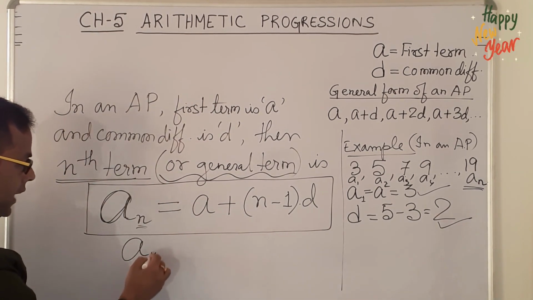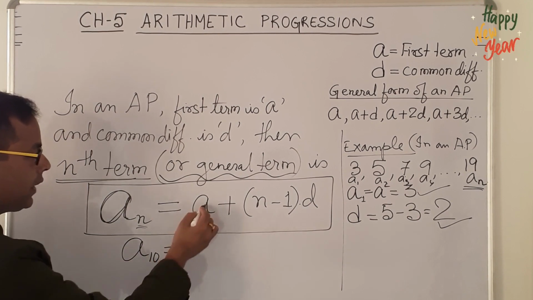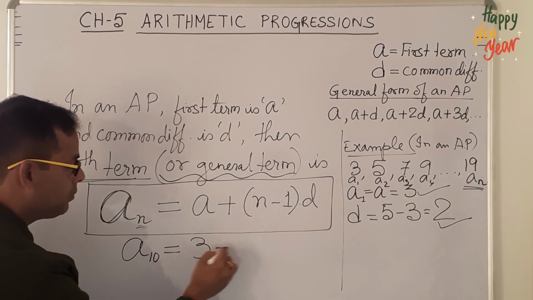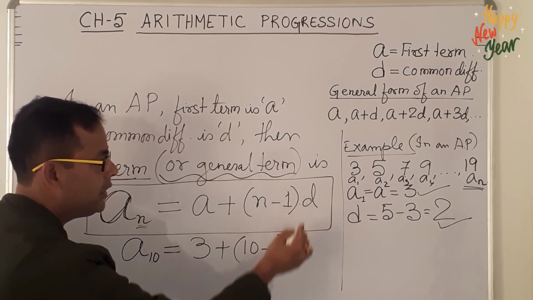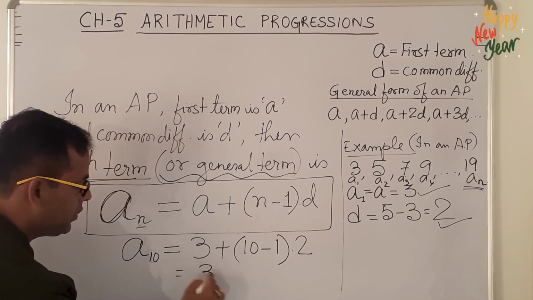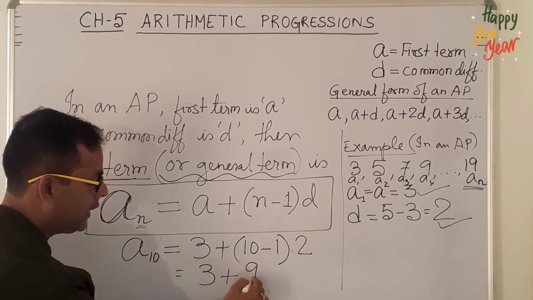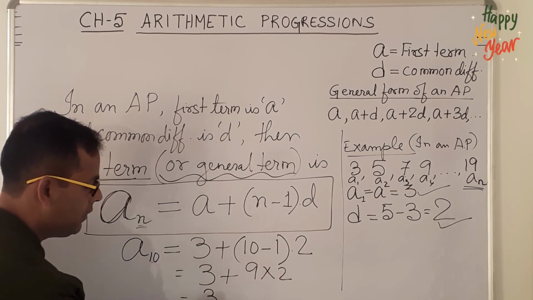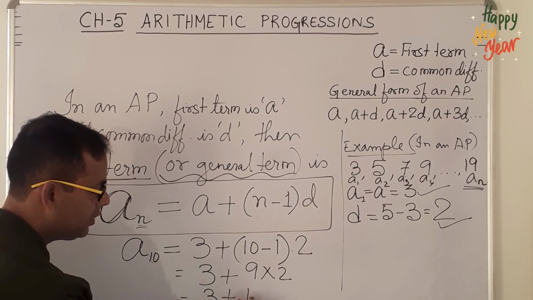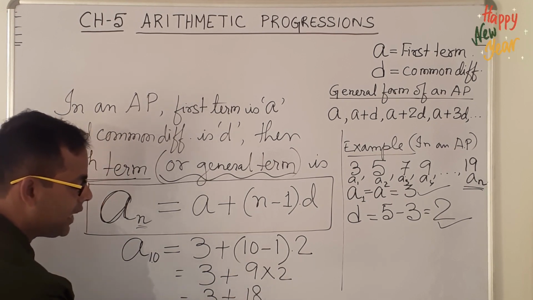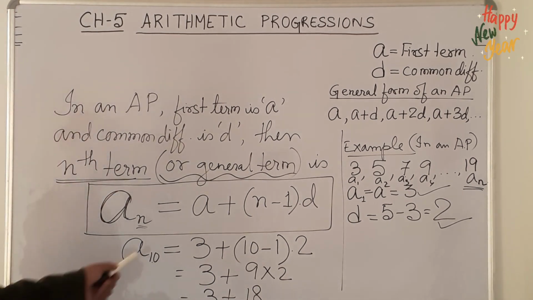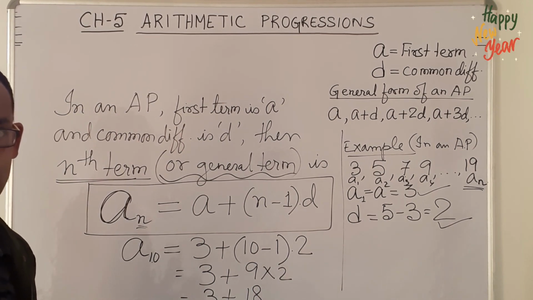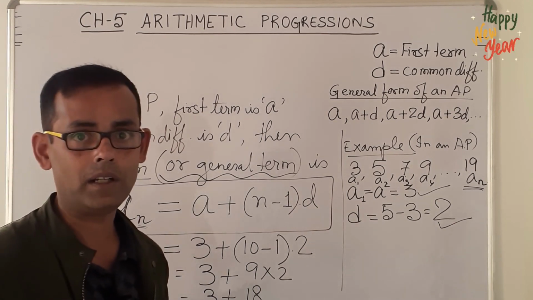See, A10 if you want to find out, equal to A, value is how much? 3, plus N is how much? 10, minus 1, into D, which is how much? 2. So what do you get? 3 plus 10 minus 1, 9, into 2. So 9 twos are 18, and 3 plus 18 is 21. So I got the 10th term, A10, that means the 10th term I got. Clear up to this much? Then we will proceed to the next part.